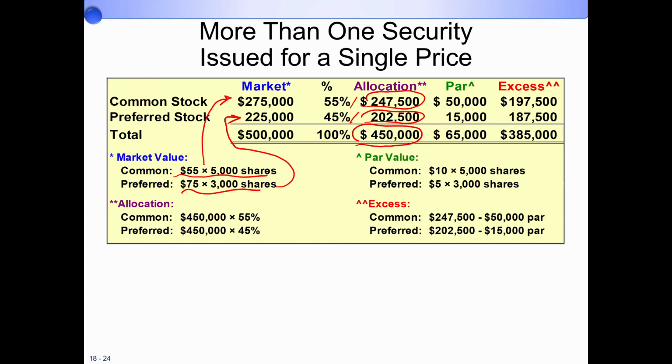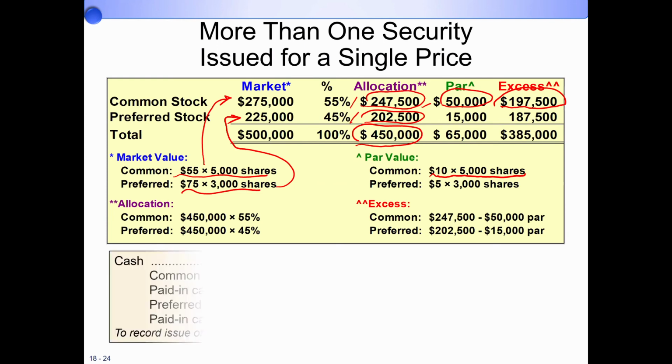And what is the total par value for common stock? Remember, par value for common stock is $10 per share. You have 5,000 shares, so that's the total par value, it's 50,000. So now the total paid-in capital is 247,500, you minus 50,000, you get 197,500. So that should be the additional paid-in capital.